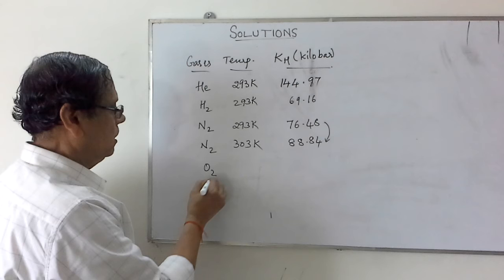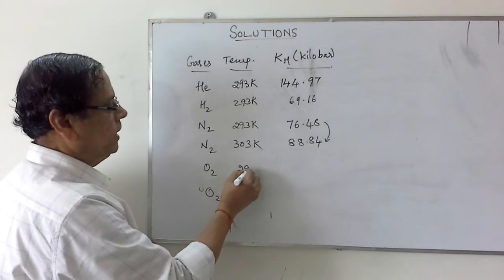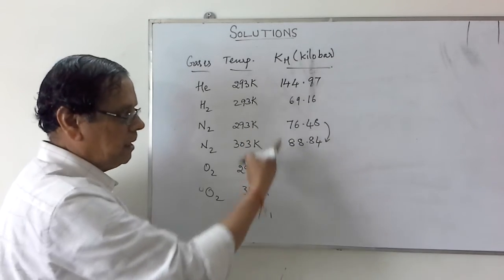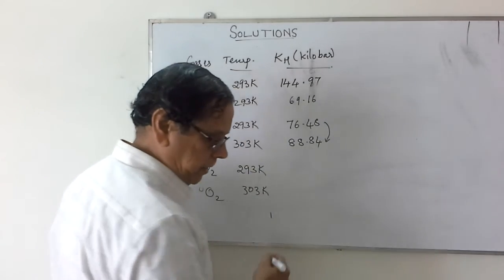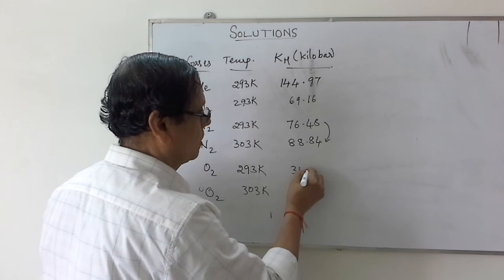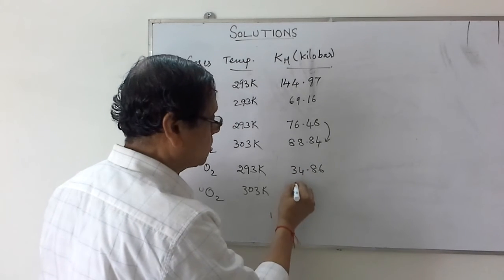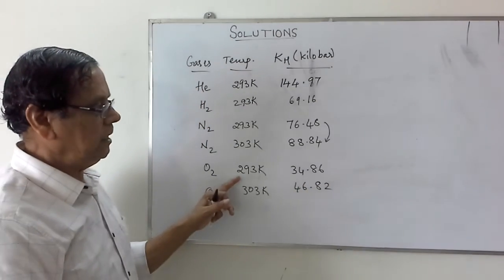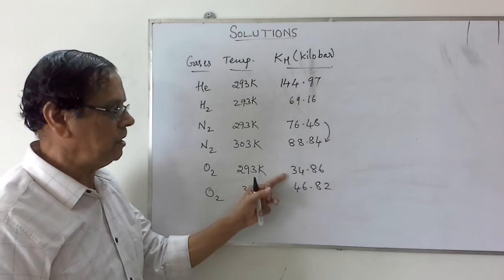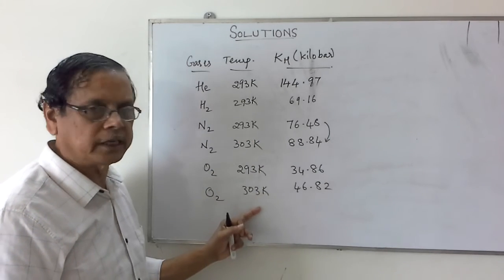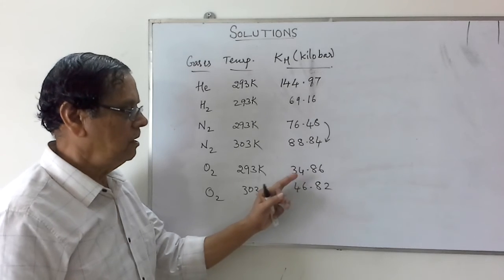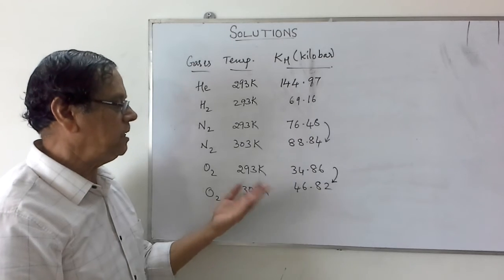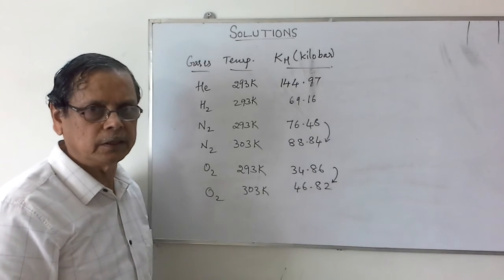Similarly, you take oxygen at 293 Kelvin and 303 Kelvin. Again compare the KH values and solubility. It is 34.86 and 46.82. Oxygen is more soluble as compared to nitrogen at 293 as well as 303 Kelvin. But as the temperature increases, the KH value increases, which means it becomes less soluble. As the temperature is increased, more and more dissolved gas will come out.